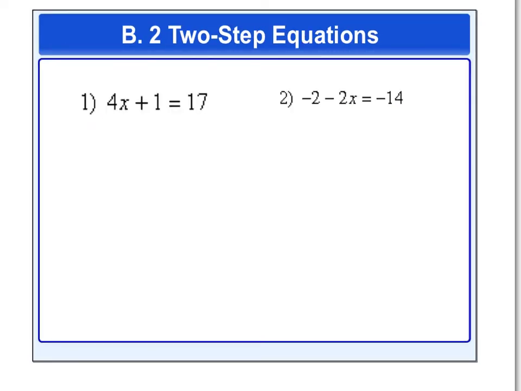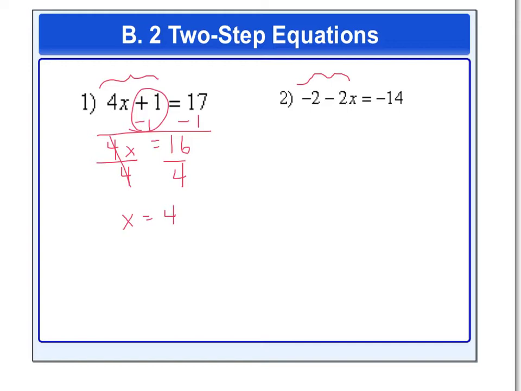Okay, the next set of problems you'll see are pretty similar. Here we are going to look, the furthest thing from the x that's on the same side would be the plus 1. We're going to undo that first. So we're left with 4x equals 16. We'll divide both sides by 4, and x equals 4. Check over our work. 4 times 4 plus 1 equals 17. 16 plus 1 does indeed equal 17.